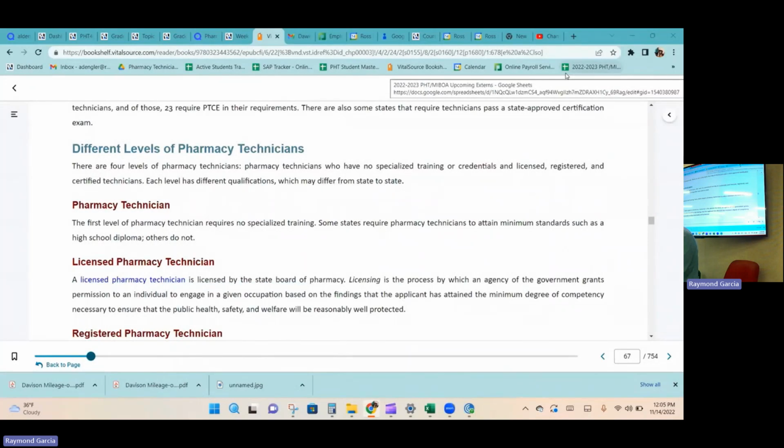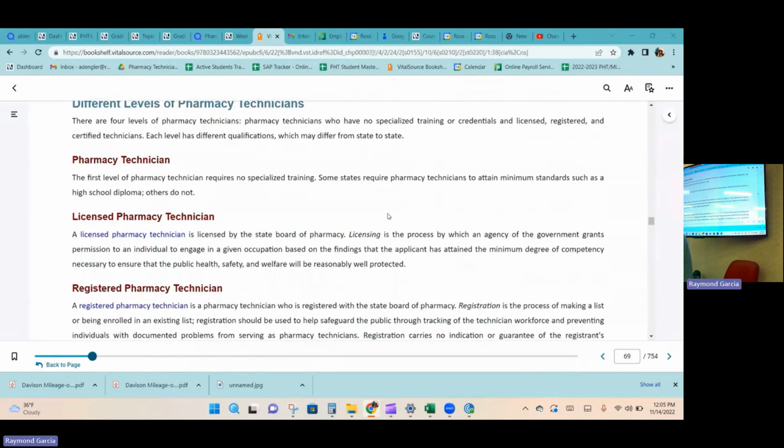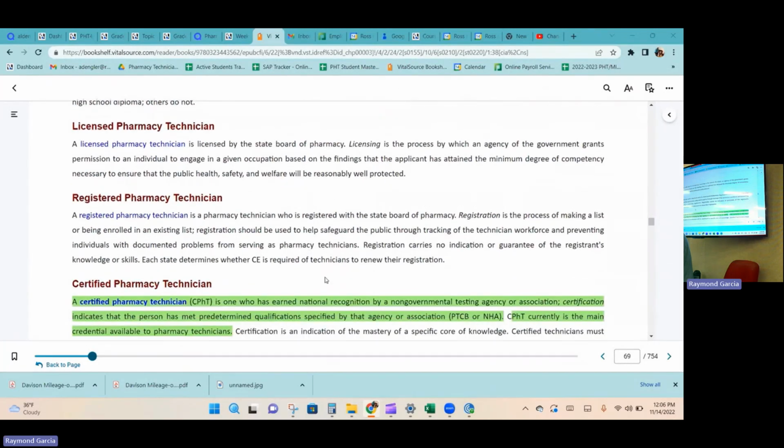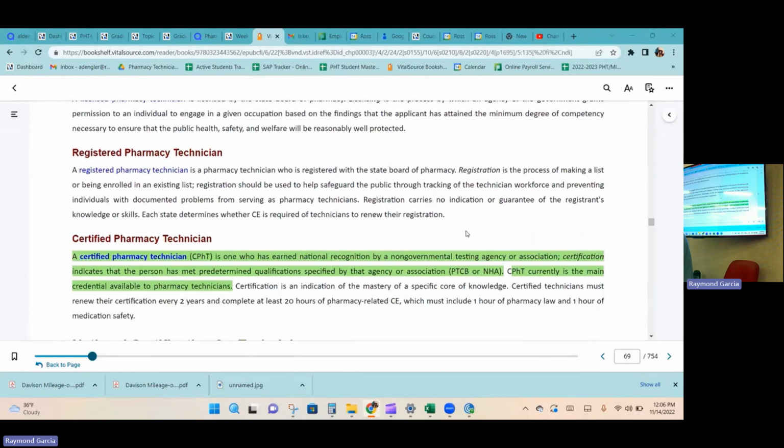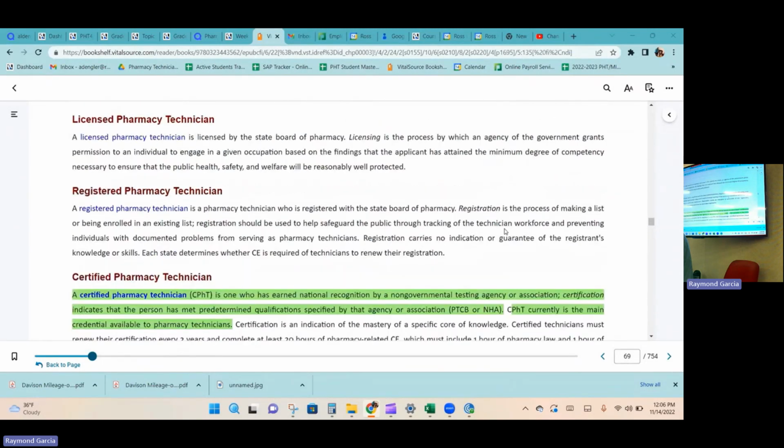There are 4 levels of pharmacy technicians. Pharmacy technicians who have no specialized training or credentials, and licensed, registered and certified technicians. Each level has different qualifications, which may differ from state to state. The first level of pharmacy technician requires no specialized training. A licensed pharmacy technician is licensed by the State Board of Pharmacy. Licensing is the process by which an agency of the government grants permission to an individual to engage in a given occupation. A registered pharmacy technician is a pharmacy technician who is registered with the State Board of Pharmacy. So some states call it registration and some call it licensing.